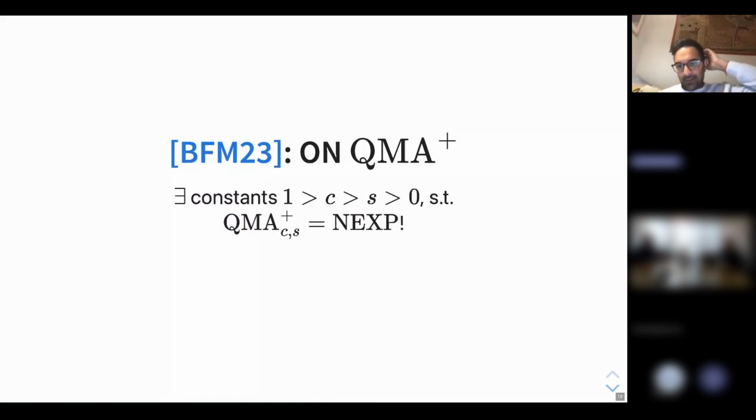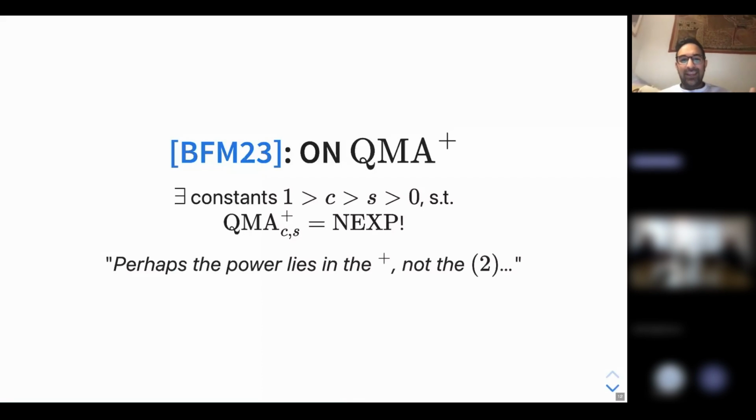Unfortunately, there was something else we found, which was that the same trick works for QMA. So QMA with this plus condition also equals NEXP. And so there's something funny here: maybe the power is not lying in the 2 here, the power is lying in this non-negative amplitude assumption. And so it got me interested in this question: if you have QMA and you add some kind of other assumption on it, when does this equal NEXP? Like, what does it take for quantum verification to be exponentially more powerful than NP?